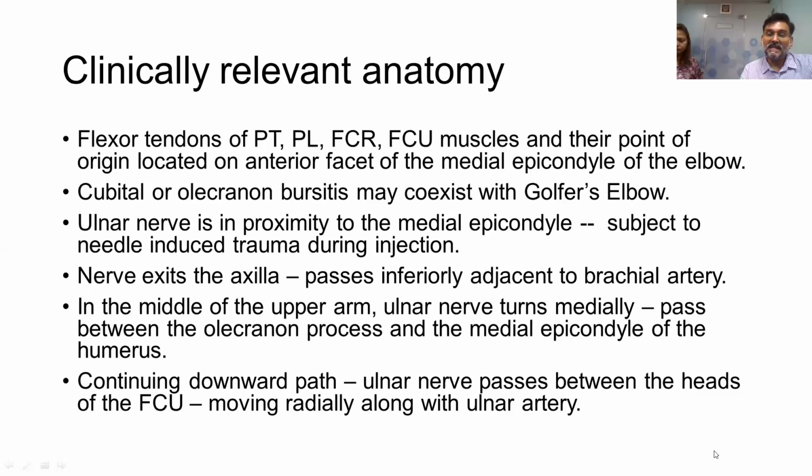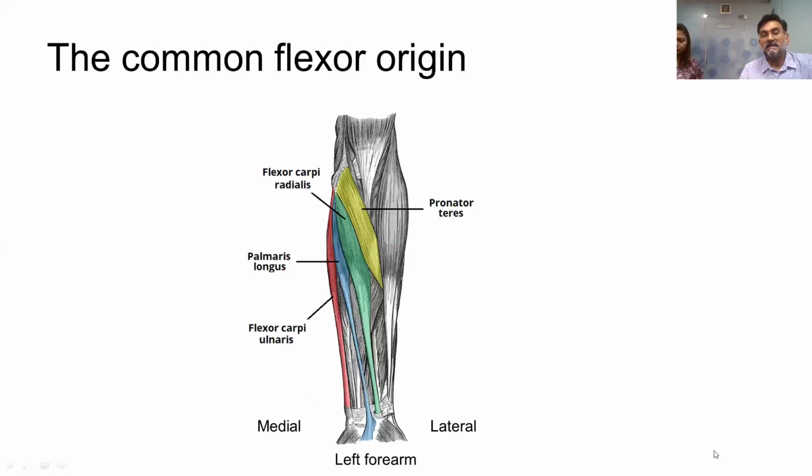In the middle of the upper arm, the ulnar nerve turns medially, and it passes between the olecranon process and the medial epicondyle of the humerus. And continuing the downward path, the ulnar nerve passes between the heads of the flexor carpi ulnaris, moving radially along the ulnar artery. So there are a lot of important and critical structures near the medial epicondyle. This is a pictorial diagram of the common flexor origin, the flexor muscles originating from the medial epicondyle.